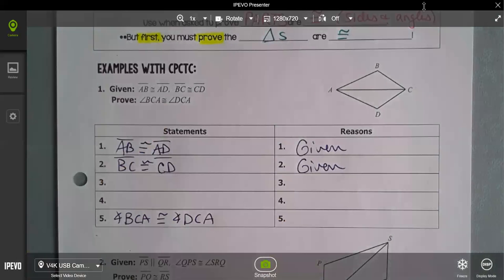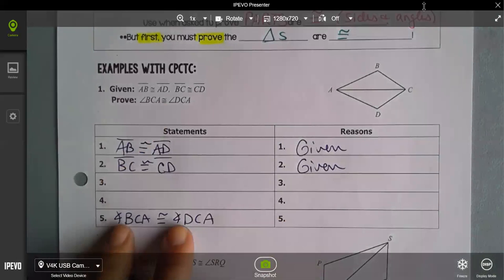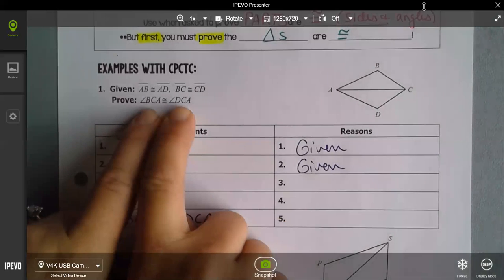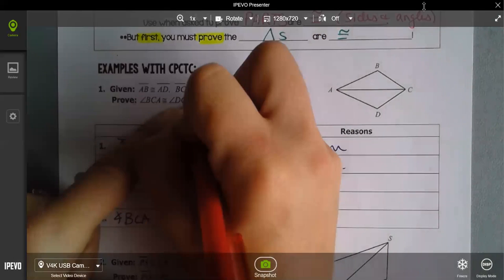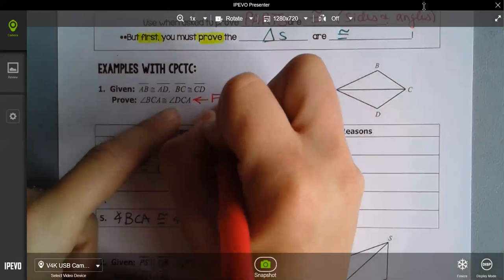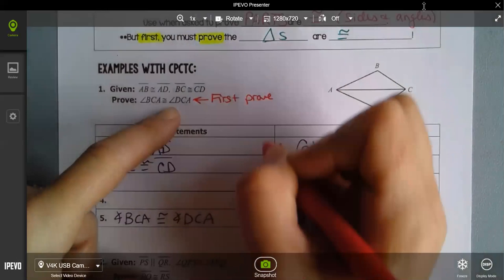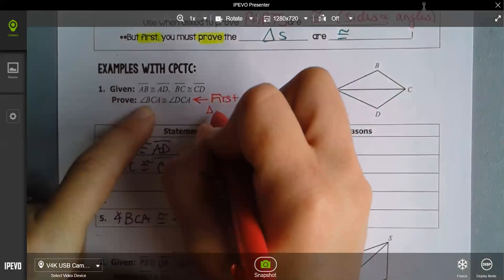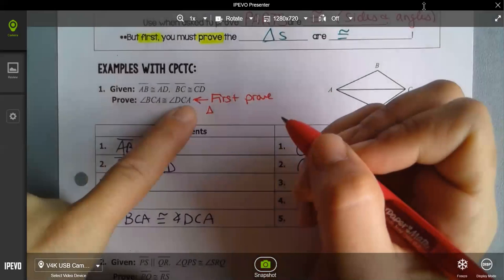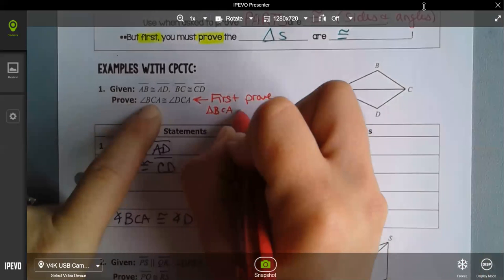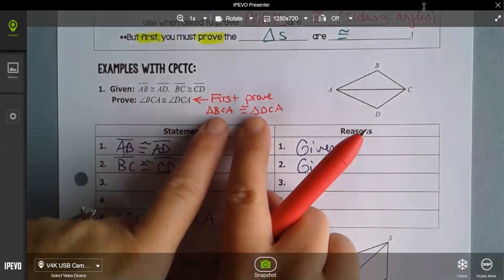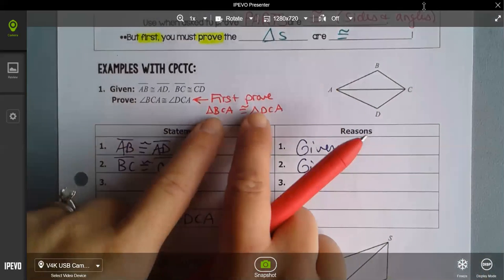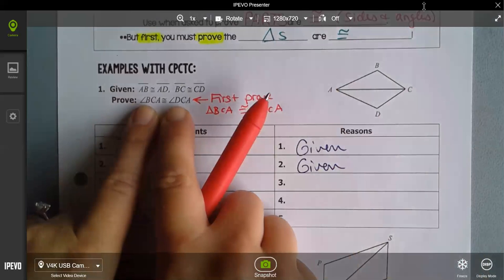So this is a different proof. Every proof that we've done so far has been triangles congruent to each other. This is an angle congruent to another angle. So that is parts. Because this is parts, you need to first prove that triangle, and you can label it just like this, triangle BCA is congruent to triangle DCA. We've got to get our triangles congruent first, and then we can say that their parts are congruent.